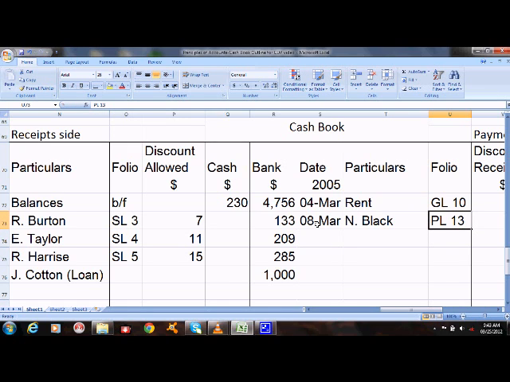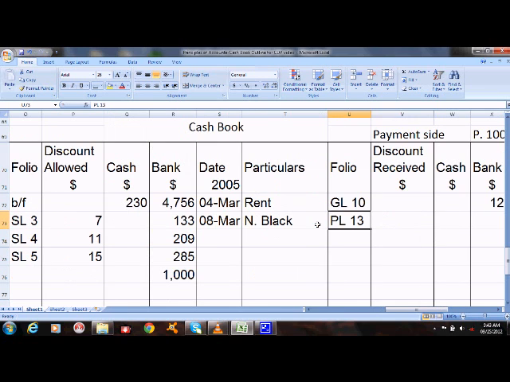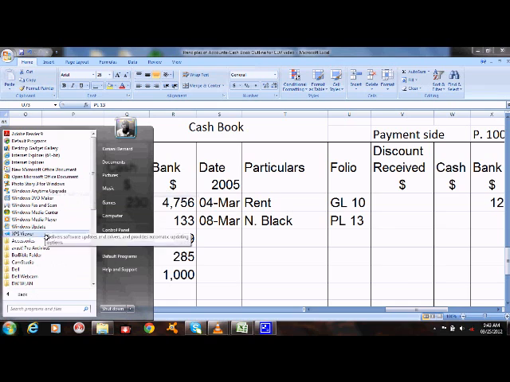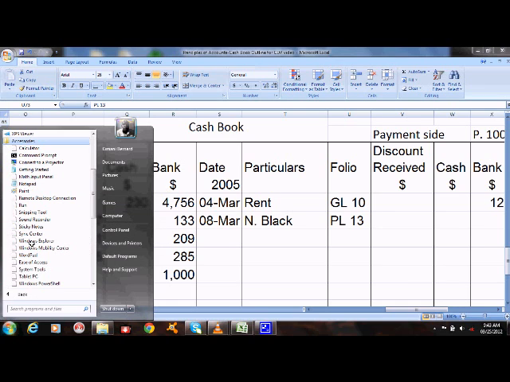PL means page ledger. Page 13 of the purchases ledger. That is what it means, because we are recording, because N Black is a creditor because we bought goods from him. So now we are paying him for goods that we bought from him. Alright, to calculate 2.5%, we're going to calculate it at this time.